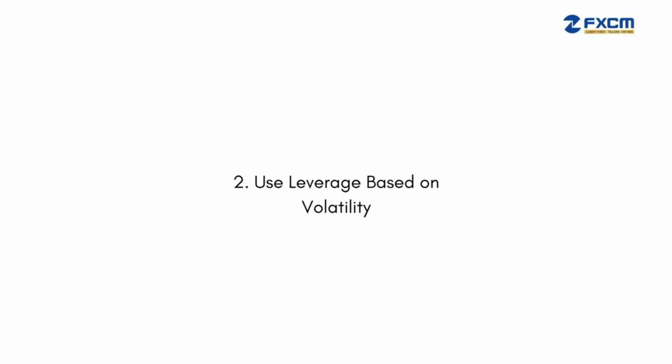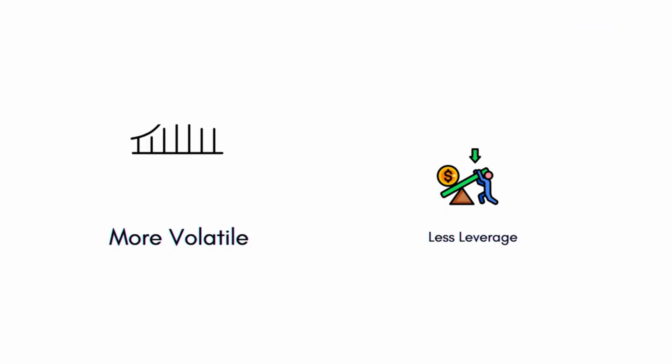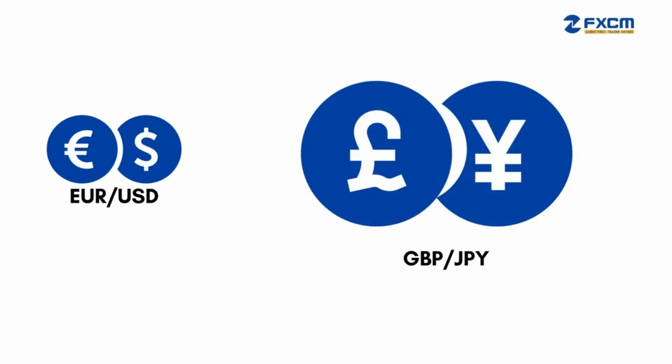2. Use leverage based on volatility. The more volatile a market is, the less leverage you should use. For example, when trading forex majors like Euro to USD, some traders may use higher leverage due to their relatively stable behavior. But with more volatile pairs like GBP/JPY, reducing leverage helps cushion the impact of sudden spikes.